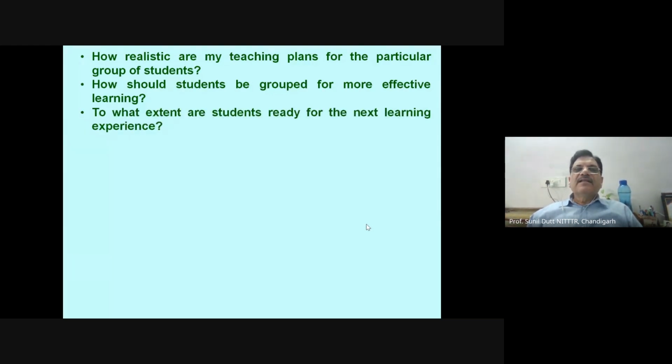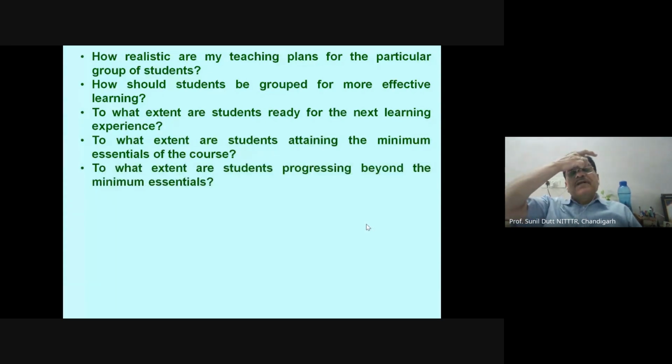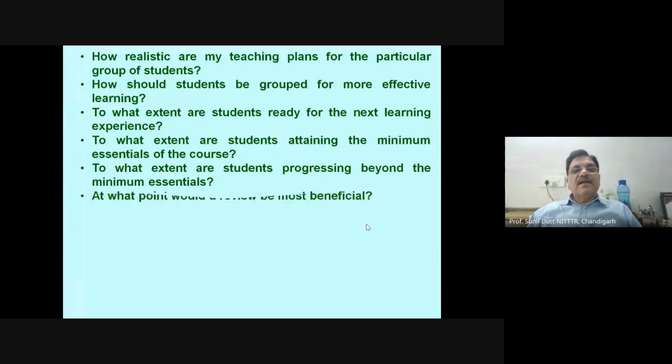the next learning experience. That is, whether our students are ready to receive new instruction, whether I need to assess their prerequisites, to what extent students are attaining the minimum essentials of the course. This is a question that comes to our mind. To what extent are students progressing beyond the minimum essentials? Another query is, at what point would a review be most beneficial?